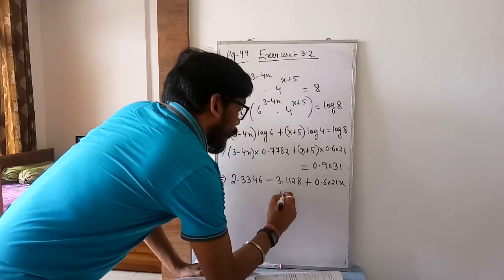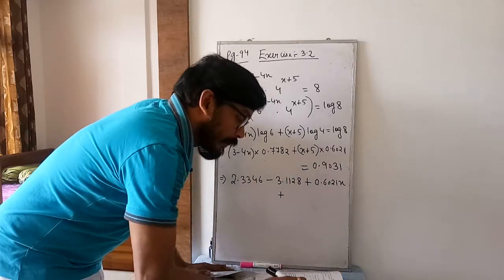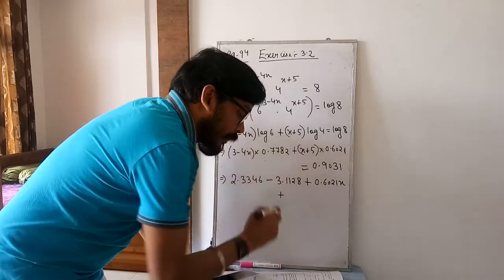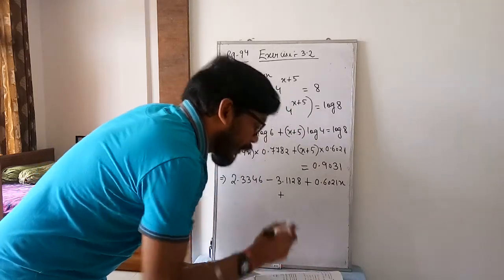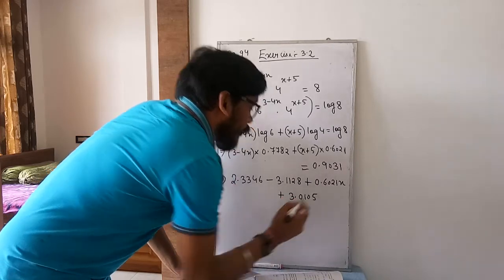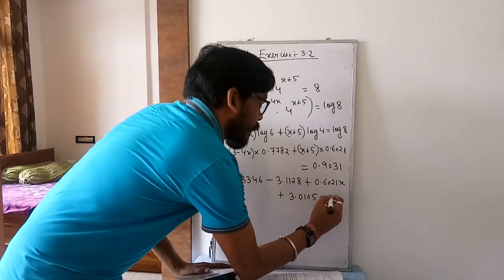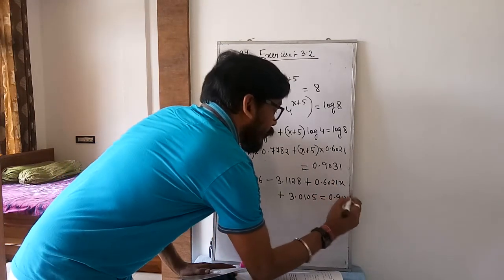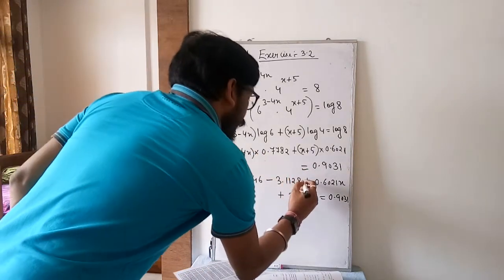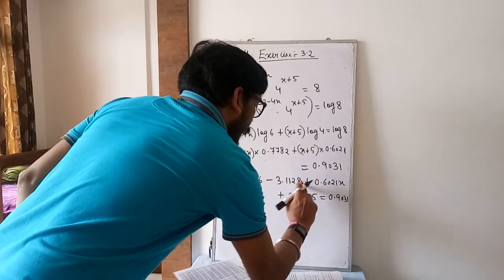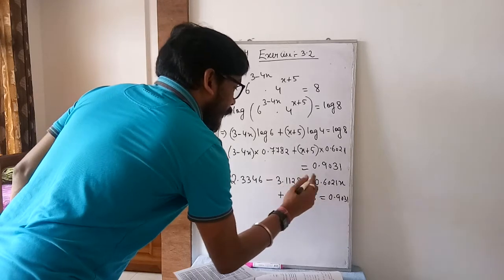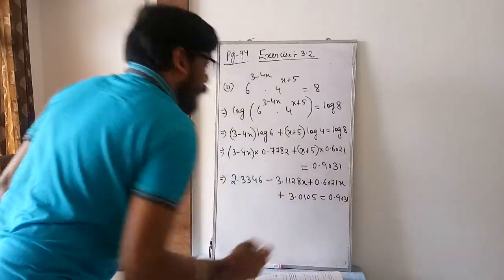Now plus again x into this, so 0.6021x. I'm writing here below, 5 into 0.6021, so how much is it? 3.0105, equal to 0.9031. So take the screenshot. I will rub the upper part. Here it will be x. Okay, here I forgot to give the x. So here it is x.